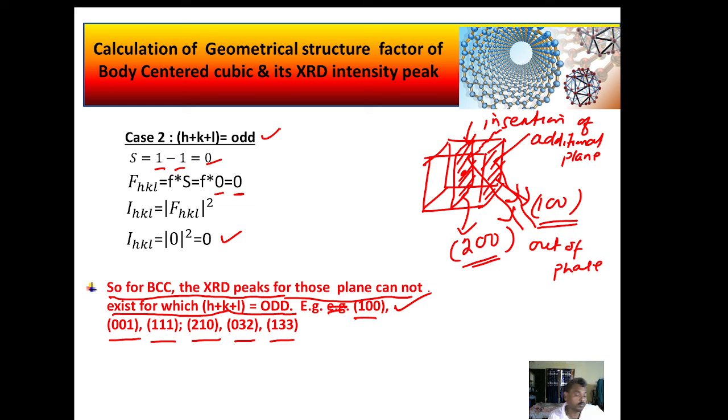So the question may be asked, what happens when you add additional planes? Why do some of the peaks not appear in BCC structures? The answer is that because of the presence of the extra additional plane in the unit cell, the reflection may not always be constructive. There can be destructive interference, and that destructive superposition can eliminate some of the planes.